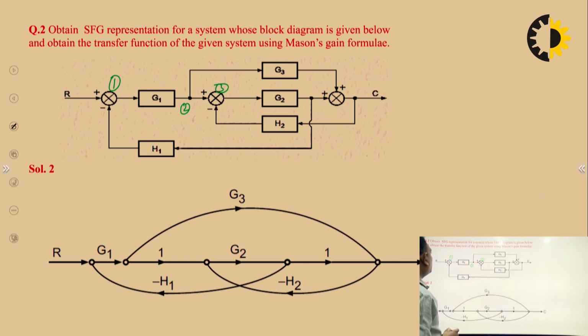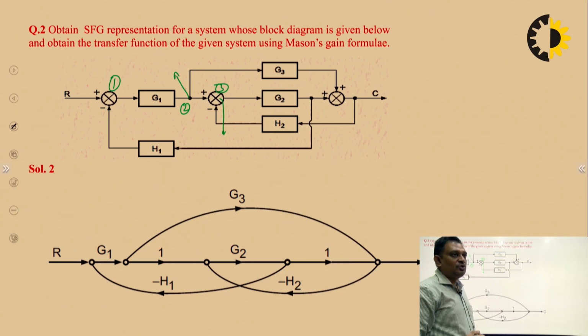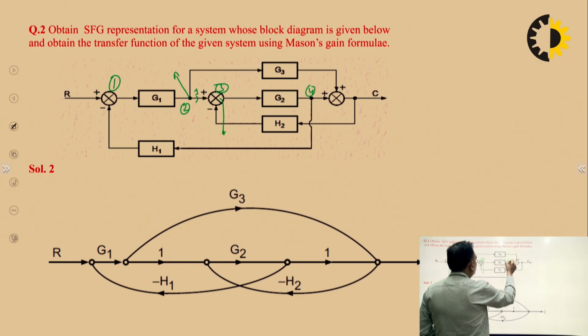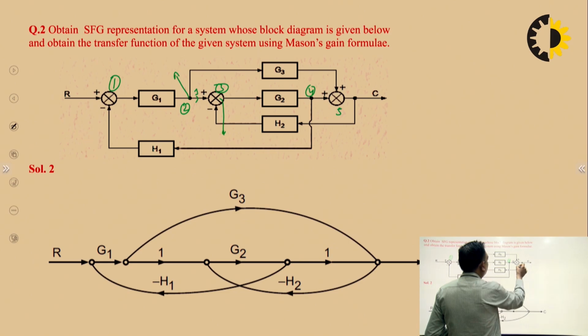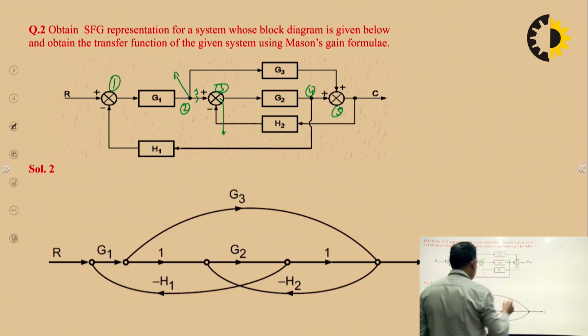Because this is basically a takeoff point, and this is a summing point. If the takeoff point is coming just before the summing point, then those two are taken as separate nodes, and the transmittance of the line between them is basically 1. And if the situation is vice versa, then you can make those a single node. Okay, and this is your fourth node, and this is your fifth node, and the sixth node is not required.